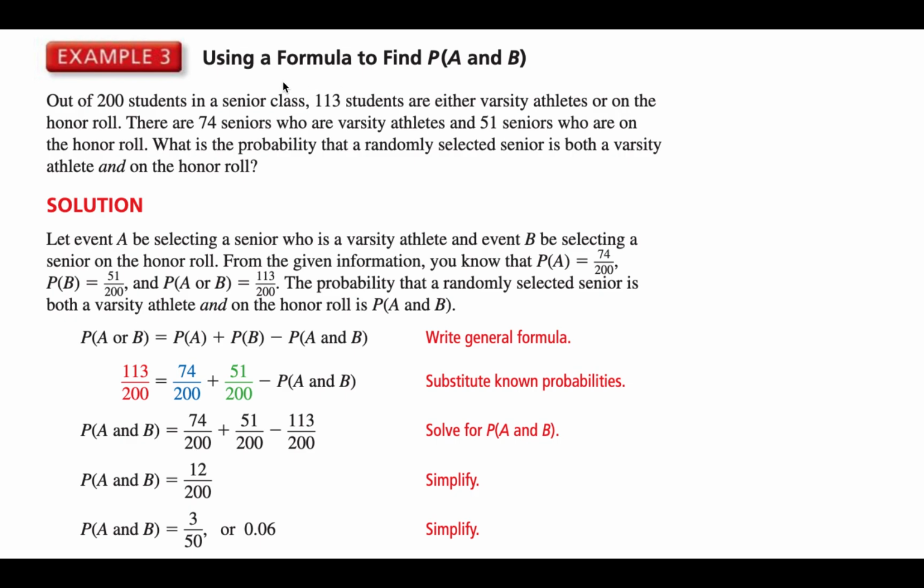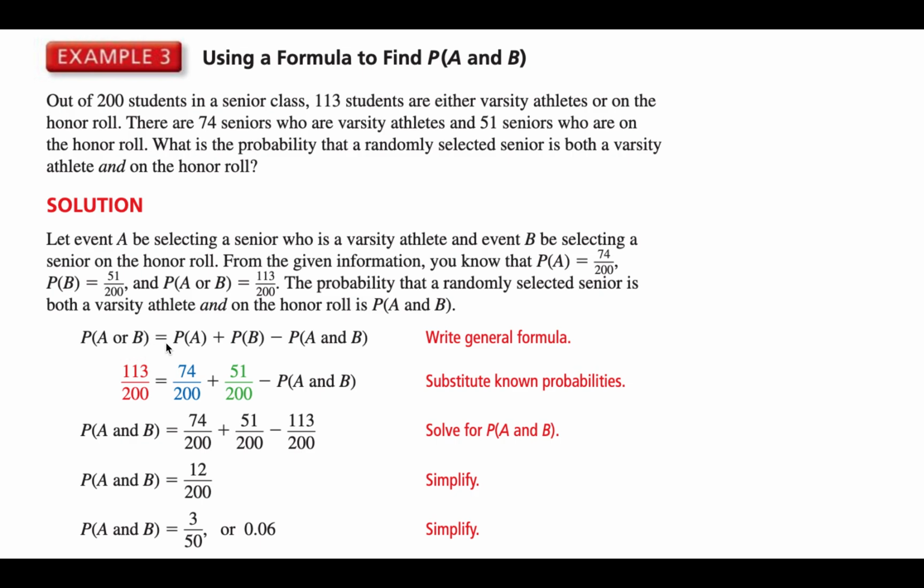Okay, so you notice that 74 plus 51 is actually more than 113, which might initially seem weird until you remember that there could be students who are varsity athletes and on the honor roll. And so adding these two together will not give you the total number of students that are varsity athletes or on the honor roll. It'll be more than that.